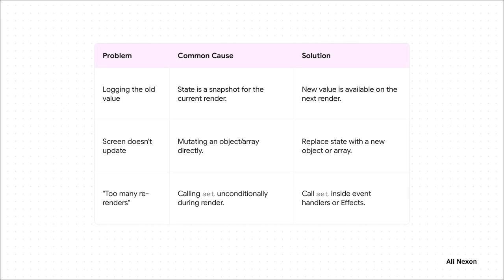Second, your screen just won't update when you change an object or array. You almost certainly mutated it directly instead of replacing it. And third, the dreaded too many re-renders error. That means you're calling a set function right in the body of your component, which causes an infinite loop. Always make sure you're calling setters from inside event handlers or useEffect hooks.